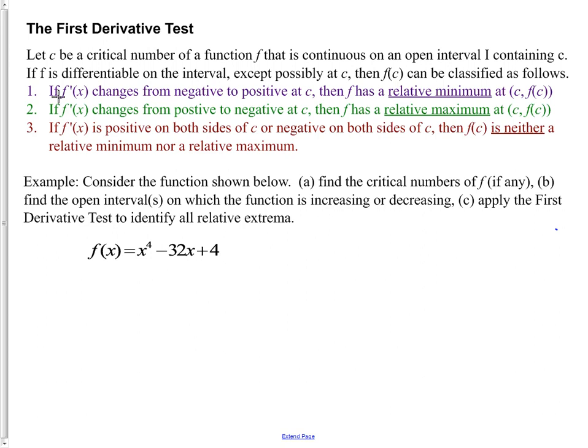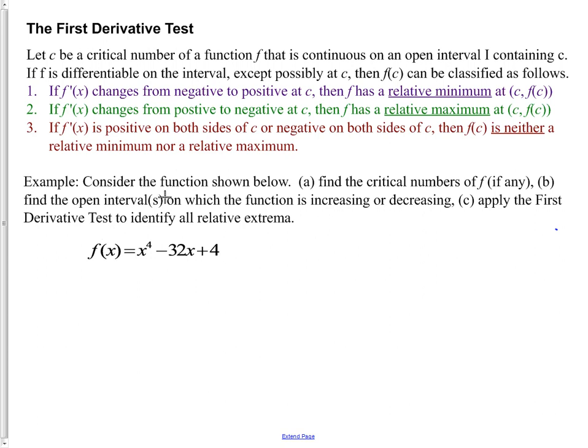If f prime changes from negative to positive at c, we have a relative minimum at the point c, f of c. If f prime of x changes from positive to negative at c, we have a relative maximum at the point c, f of c. And finally, if f prime of x is positive on both the left and the right of c, or negative on both, then f of c is neither a relative maximum nor a relative minimum.